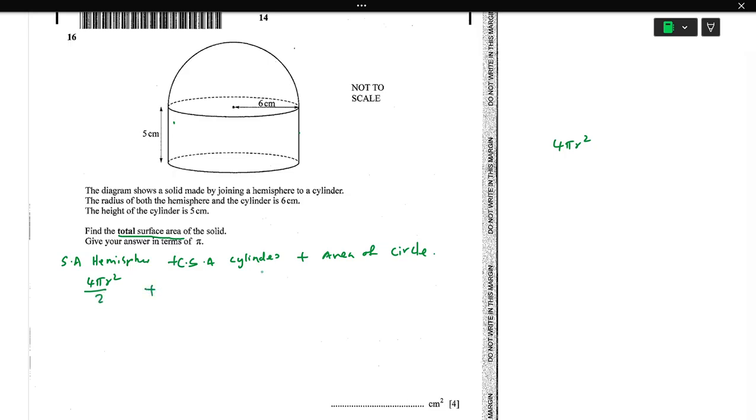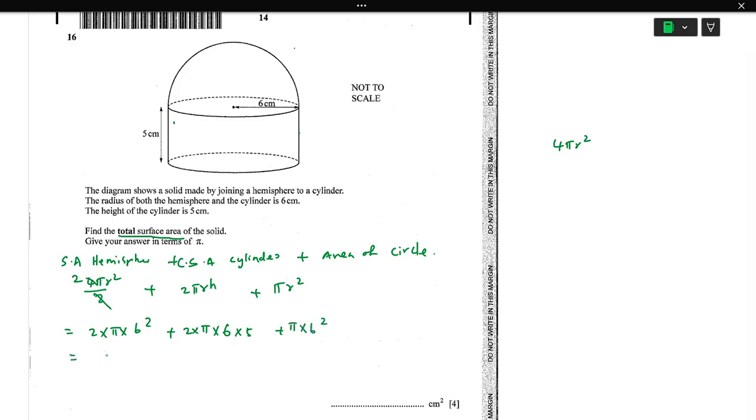Then plus curved surface area of the cylinder, which is 2 pi r h. I'm writing only the formula first, then plus area of the circle, which is pi r squared. Next, I'm going to substitute all the values here. This one I can write as 2 pi r squared, 2 into pi into r squared, r is 6 squared, plus here 2 pi r h, 2 into pi into radius is going to be 6 and the height is going to be 5, plus pi into 6 squared.